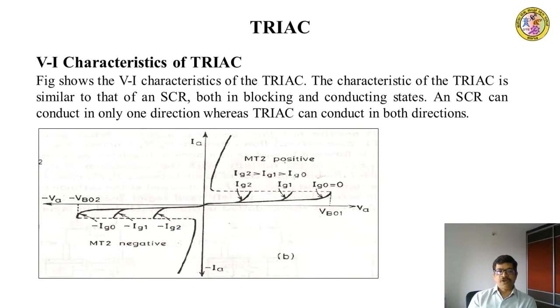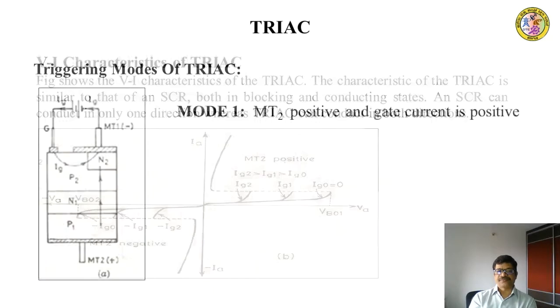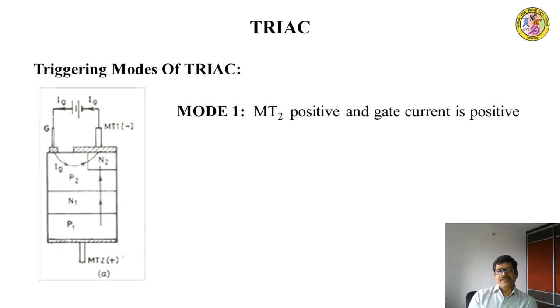VI characteristics of triac. The figure shows the VI characteristics of the triac. The characteristics of the triac are similar to that of an SCR, both in blocking and conducting states. An SCR can conduct in only one direction, whereas triac can conduct in both the directions. The triac can be operated in four triggering modes: Mode 1, Mode 2, Mode 3 and Mode 4.